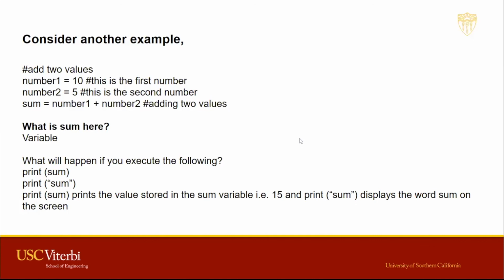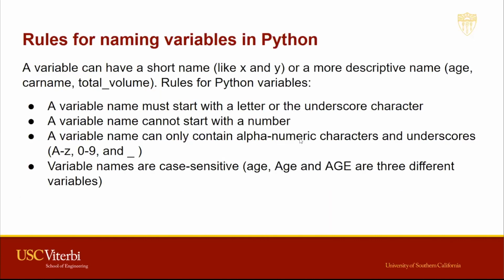Now, there are certain rules that we follow while naming the variables in Python. They must begin with a letter or an underscore. They cannot begin with a number. They can be of any length, and they can contain only alphanumeric characters and underscores. One of the most important points that everyone needs to remember while naming variables is that they are case sensitive. So, age written in all lowercase will be a different variable than age written in all uppercase.